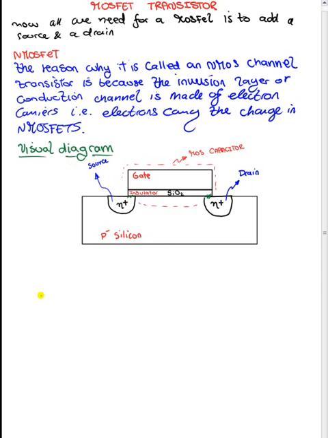Okay, so now that's the diagram for an N MOSFET. Now let's draw the diagram for a P MOSFET, and then for the next section, what we will do will be that we will put different biases to this transistor and see how the device performs. Right? So now let's talk about P MOSFET. The reason why it is called a P-channel transistor is because the inversion layer or conductive channel is made of hole carriers. That is, holes carry the charge in P MOSFETs. Okay?